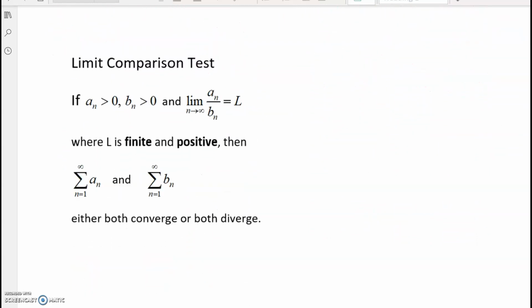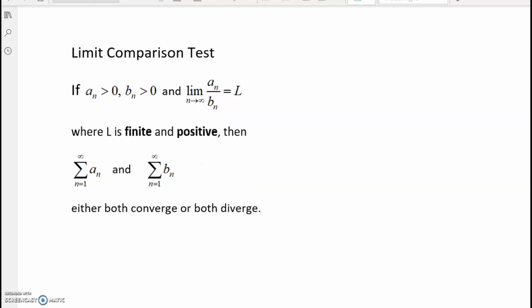So now we go to the limit comparison test. To be honest with you, I really like this one better. It's a little bit more mathy. I hate to say you don't have to think as much, but it doesn't have to be so perfect.